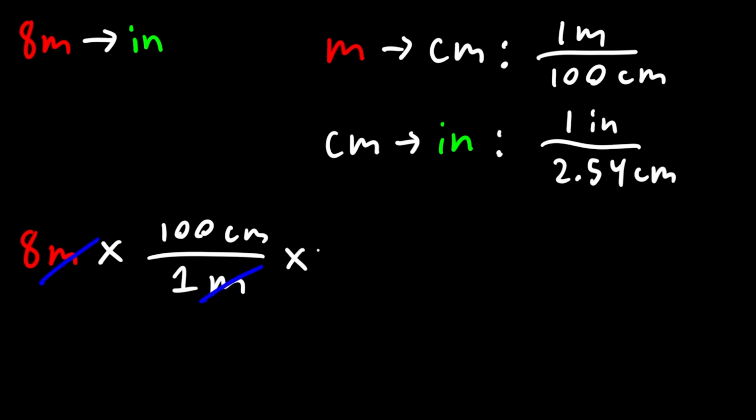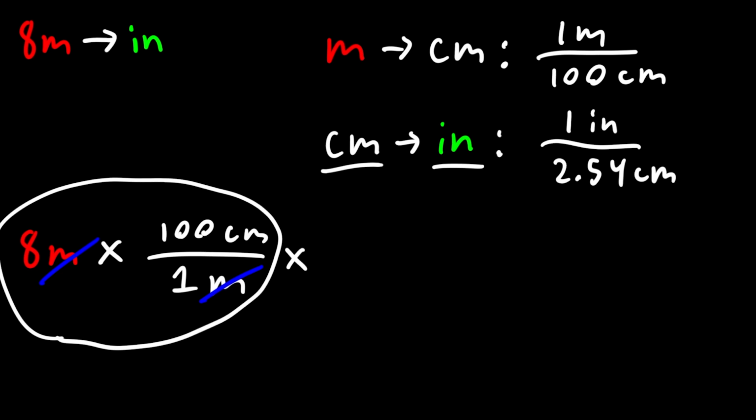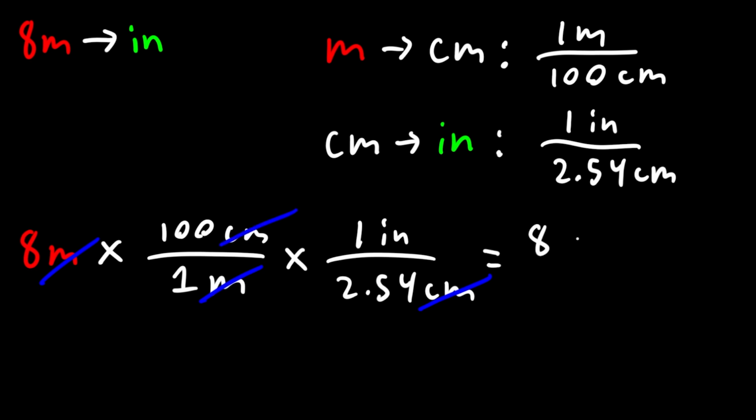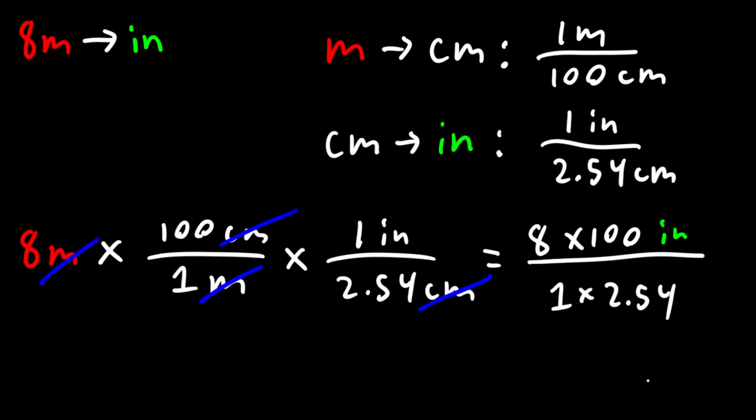Now we can multiply it by the conversion factor that converts centimeters to inches because this entire value is now in centimeters. 1 inch is 2.54 centimeters. Notice how now we can cancel out the centimeters in the denominator and in the numerator. So we're left with 8 times 100 inches divided by 1 times 2.54 in the denominator.